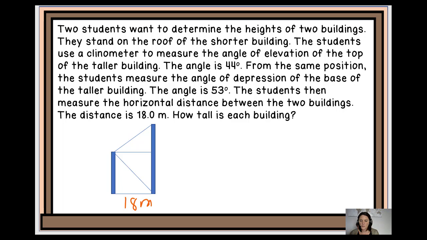So the two students want to determine the heights of two buildings. They stand on a roof of the shorter building. The students use a clinometer to measure the angle of elevation to the top of the taller building. The angle is 44 degrees. So I'm going to put that 44 degrees in the top triangle at the bottom on the left. And the angle of depression to the base of the taller building is 53 degrees. Okay, so go ahead and label your diagram.